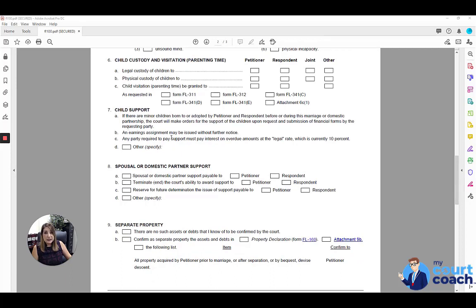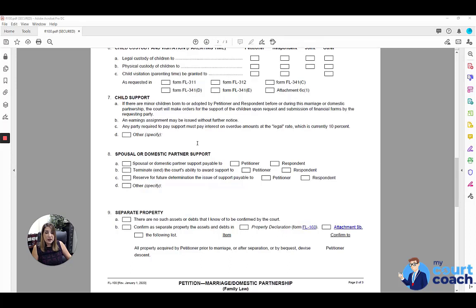But if there are any additional child support orders you want to make of the court beyond just the guideline statewide formula for child support, you can certainly fill that in line 7D where it says other. Spousal support or domestic partner support. California is a state that recognizes the need for alimony and or spousal support. Those mean the same thing. The terms are used interchangeably.